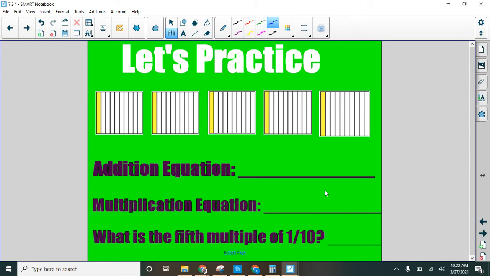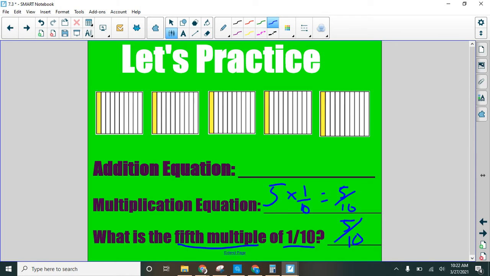All right, you should have said 1/10 plus 1/10 plus 1/10 plus 1/10 plus 1/10 equals 5/10 or 1/2. All right, the multiplication equation would be 5 groups of 1/10 equals 5/10. And what's the 5th multiple of 1/10? Well, count by 1/10. 1/10, 2/10, 3/10, 4/10, 5/10.